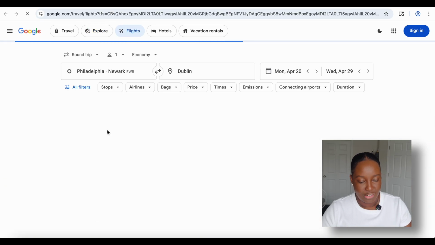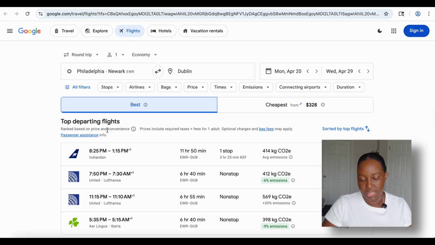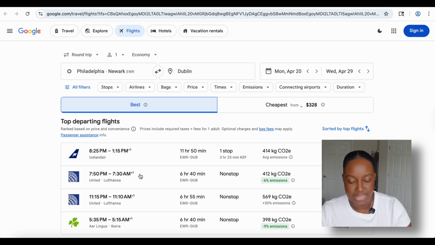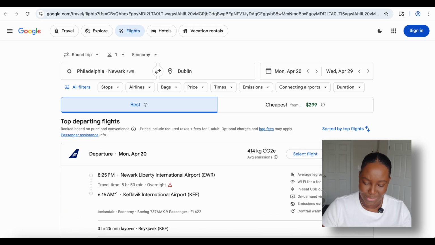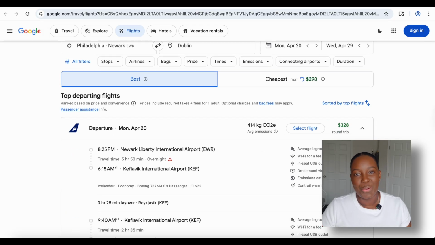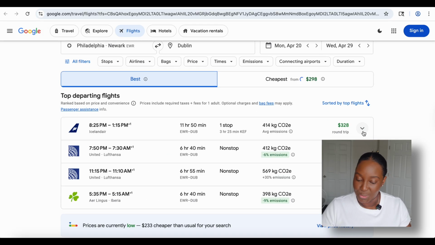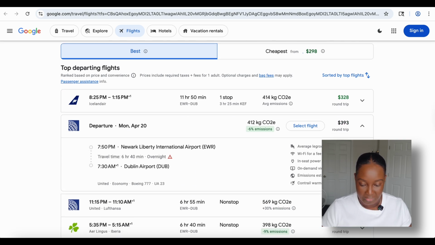So, honing in on that flight to Dublin, because why not? I can see that the cheapest flight is offered by Iceland Air. However, it comes with a 3-hour layover in Reykjavik, as opposed to a direct flight from United for a few dollars more. So it's $393 versus $328.